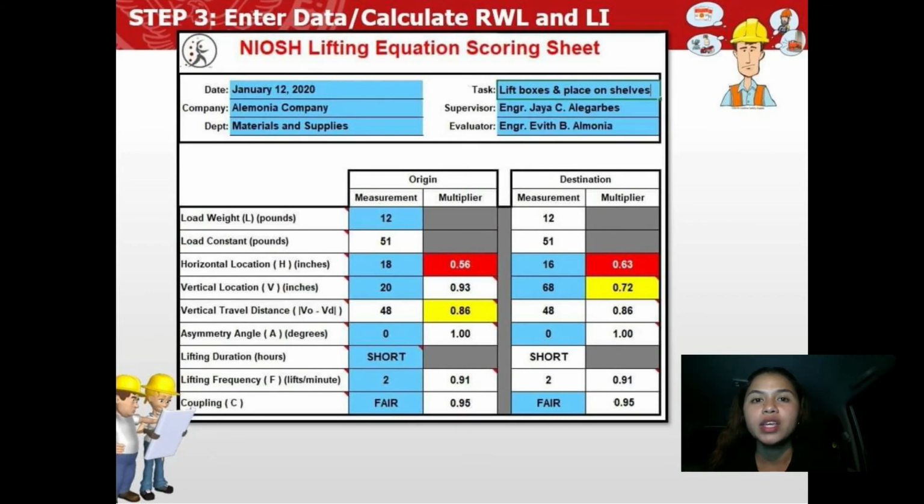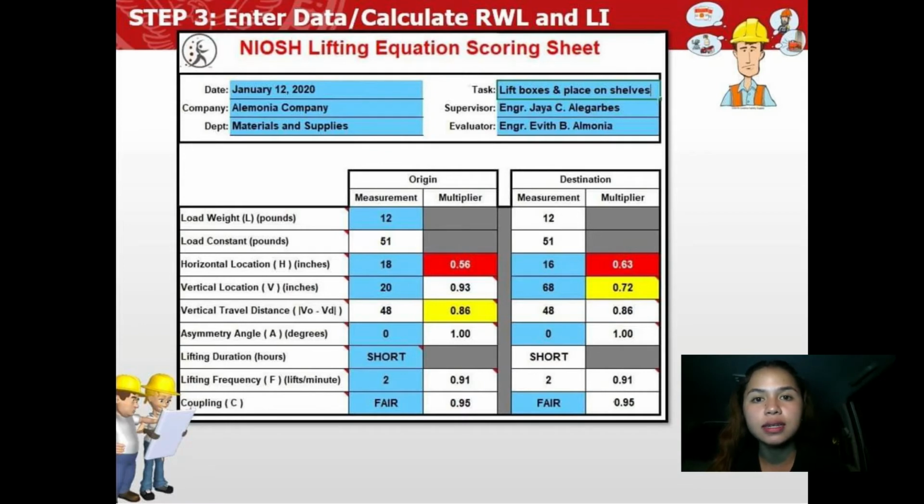Step 3. Using the NIOSH Lifting Equation scoring sheet calculator in Excel, we gather the needed variables, which are the multipliers and the rest under this data. So, here are the data given. For the origin, load weight given in pounds is 12, and load constant is 51. Since it is called a constant, its value can't be changed. It is only 51.